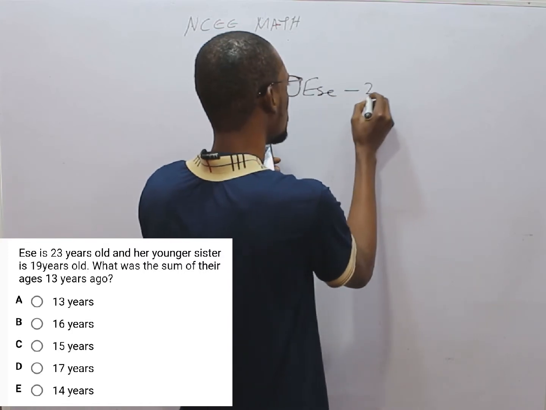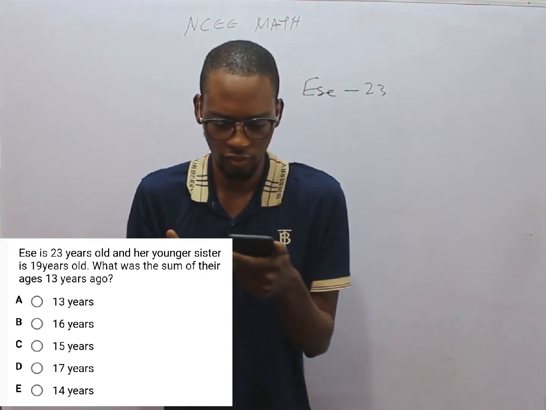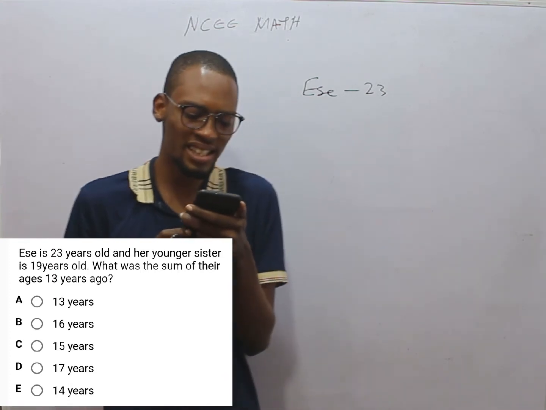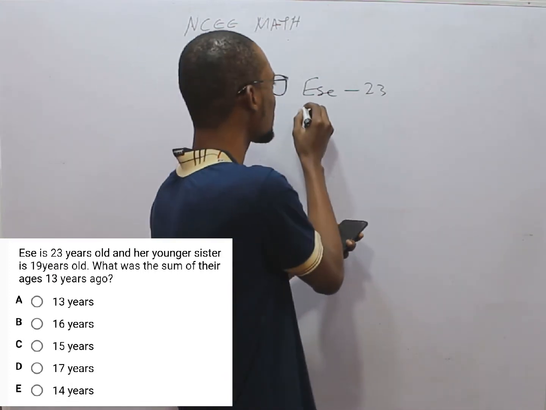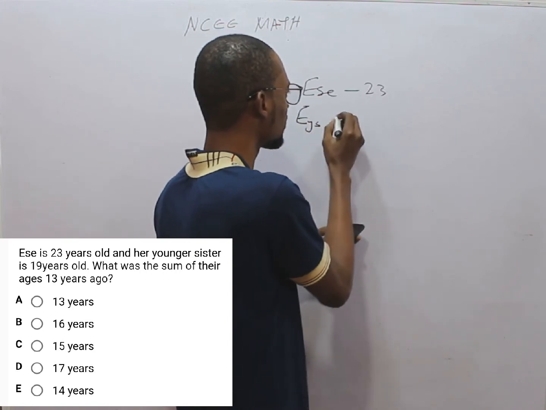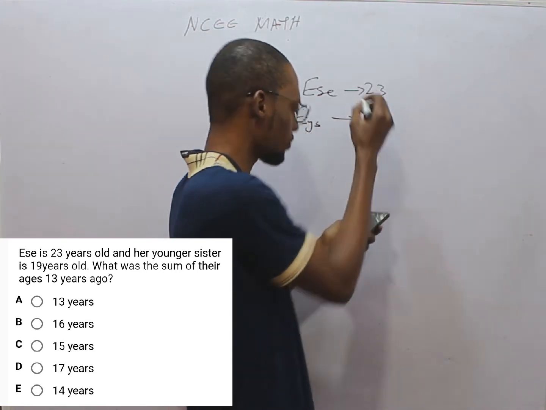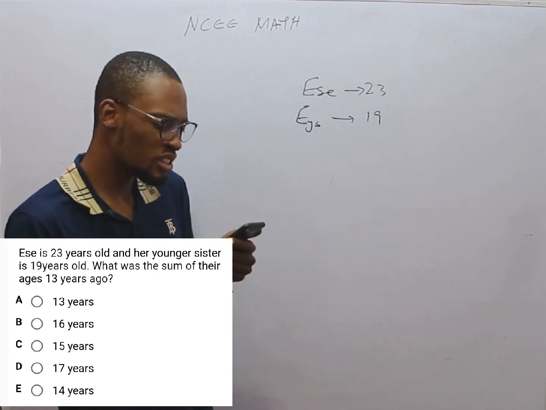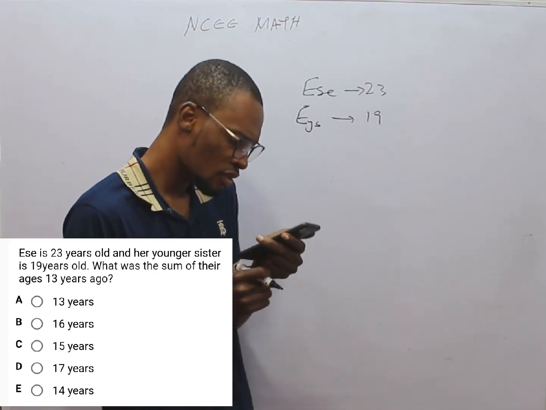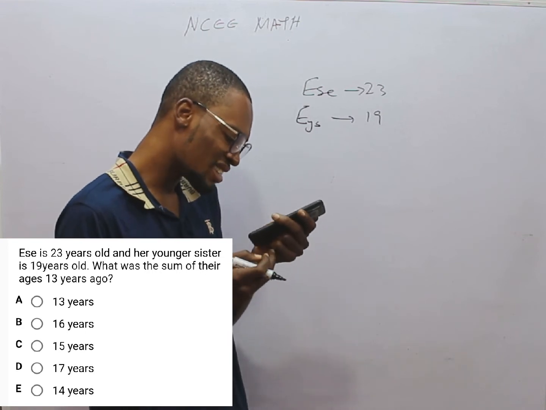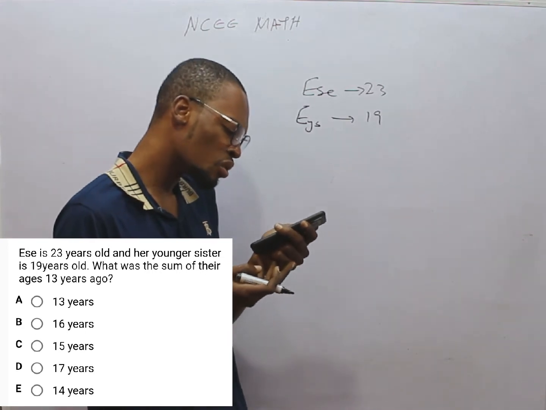Essay is 23. Her younger sister is 19 years old. What was the sum of their ages 13 years ago? Sum of their ages 13 years ago.